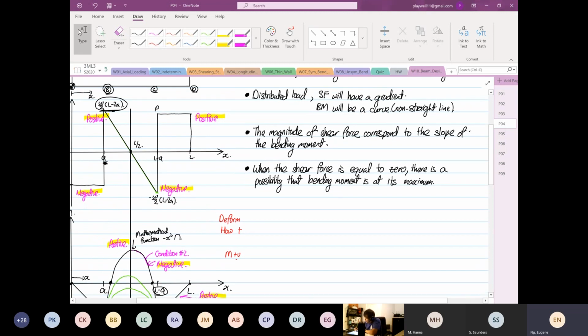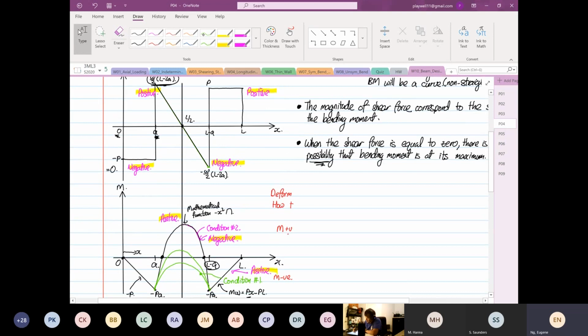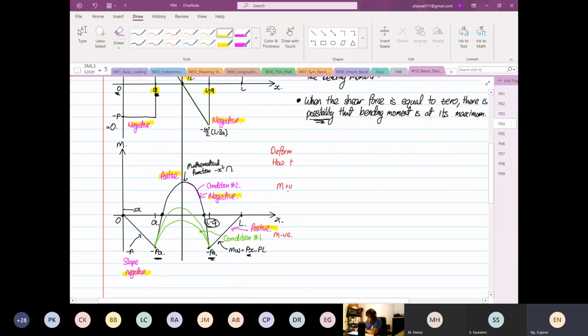Why do I use the word possibility? As you can see from here, the shear force crosses zero at A, and it crosses at L/2, and it crosses at L minus A. So at A, the bending moment is equal to what? Minus P times A. And for this case, the maximum bending moment is at L/2.